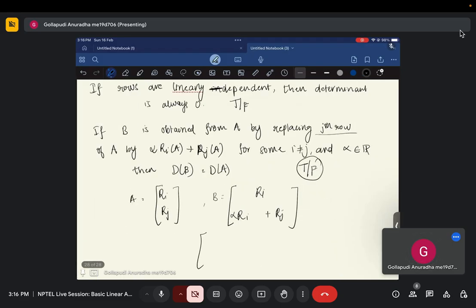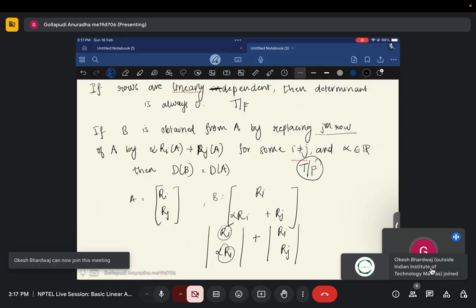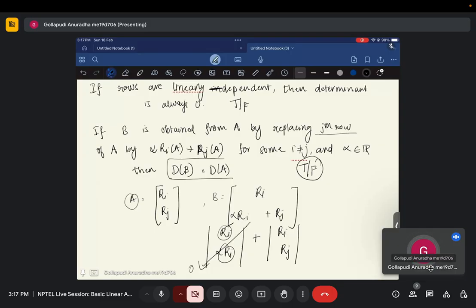So the determinant can be expressed as determinant of alpha Ri plus determinant of Ri, Rj, and here they are linearly dependent, right? So the determinant of this first thing will be equal to 0, and the remaining Ri and Rj is the same as determinant A. So determinant B will be equal to determinant A. So this is a true statement.